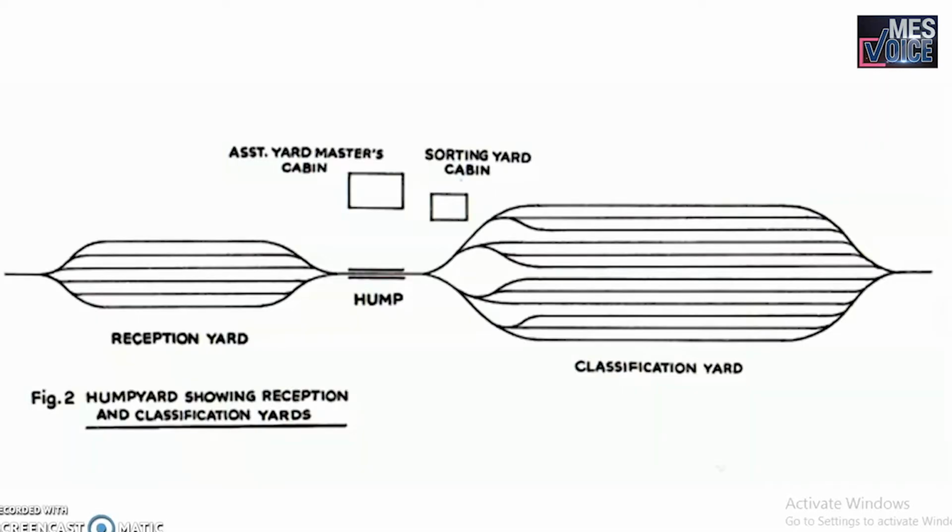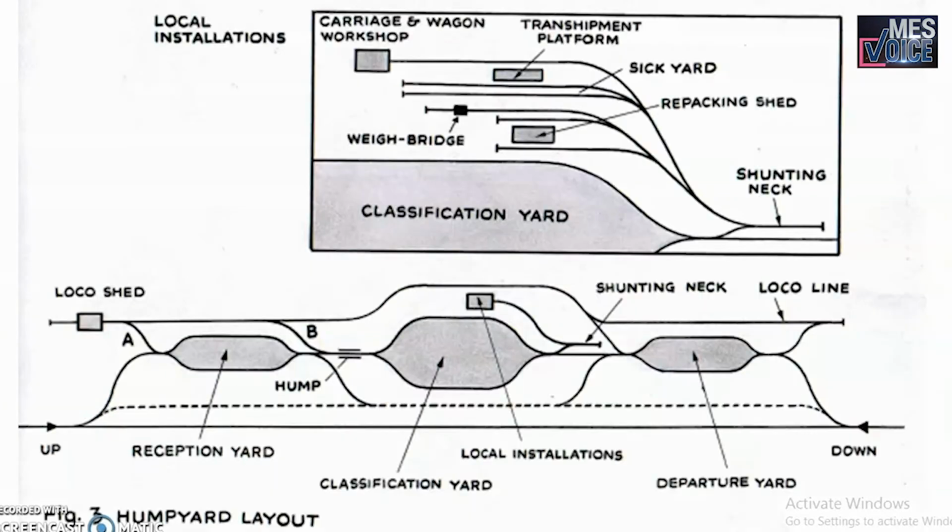So these are some of the plans or diagrams of different types of yards. Here you can see the reception yard, the hump, and the classification yard. This is a figure of a hump yard showing the reception and classification yards. And this is another layout. Here you can see the hump, and the classification yard. Here is the reception yard. There comes the hump. Then with the help of gravitational force, it will be automatically sorted out in the classification yard. Again, the train will be moved to the departure yard.